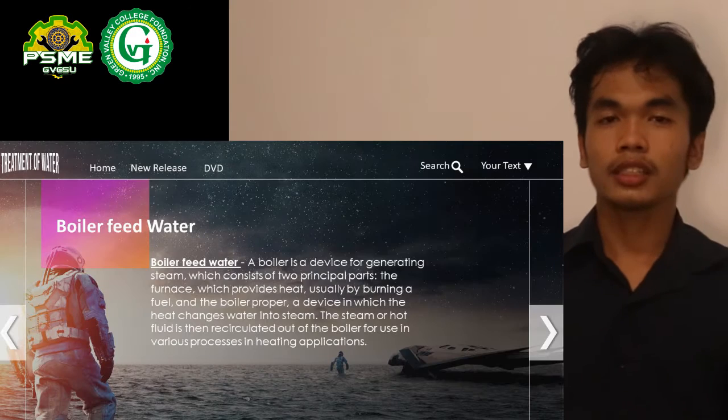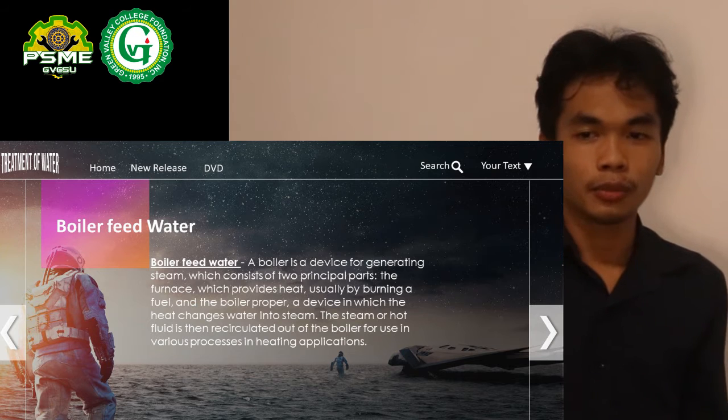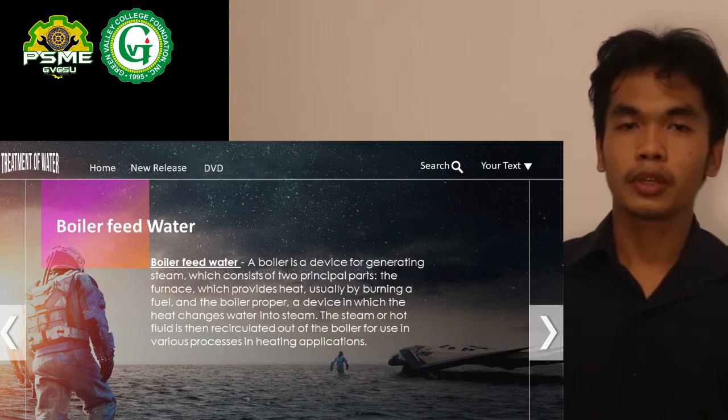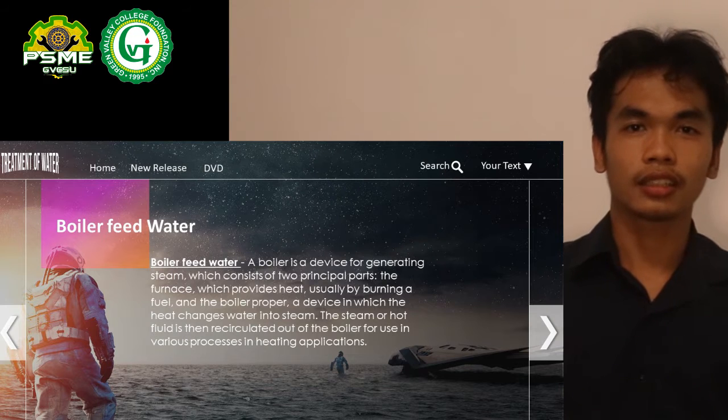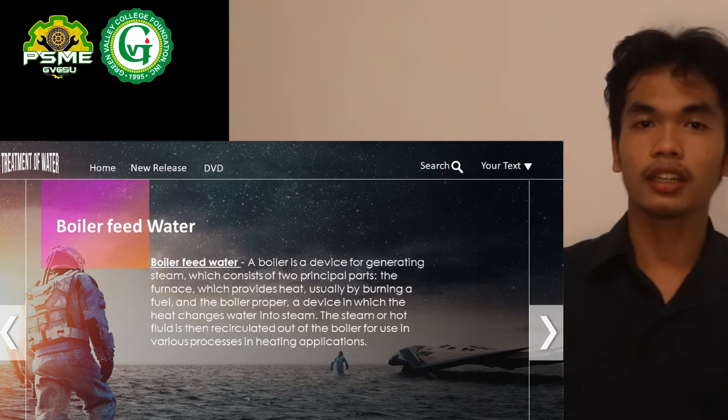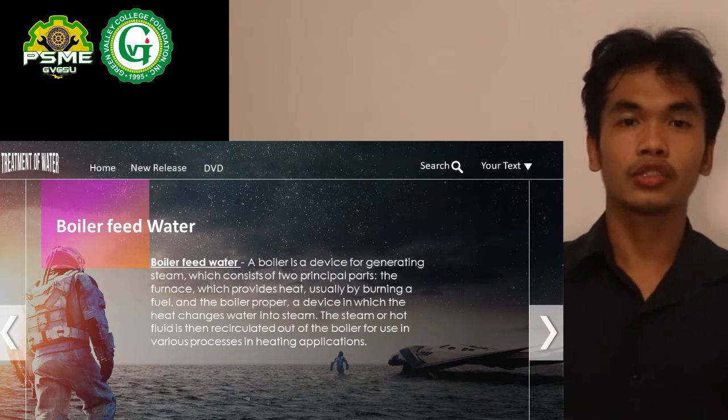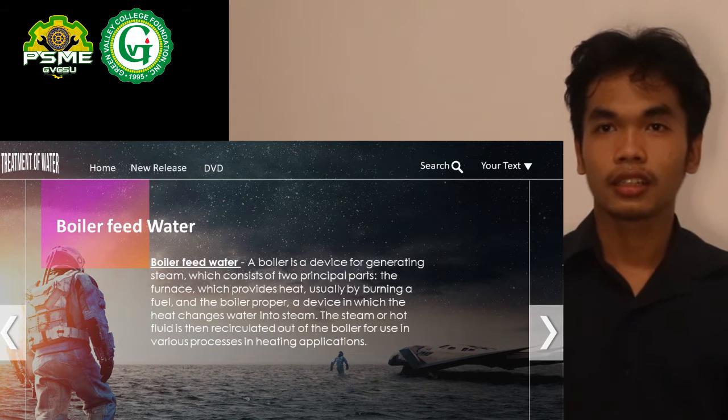Boiler feed water. What is boiler feed water? Boiler feed water is specially conditioned water that is fed into a boiler to generate steam and hot water. Boilers are used in industries to generate steam, which we can use to produce power and heat.